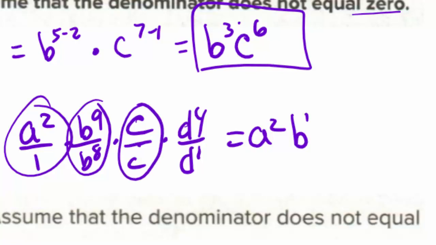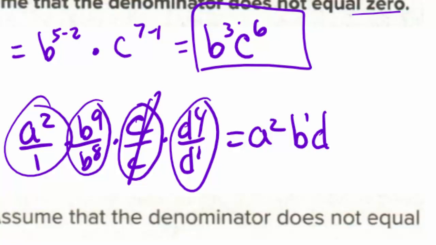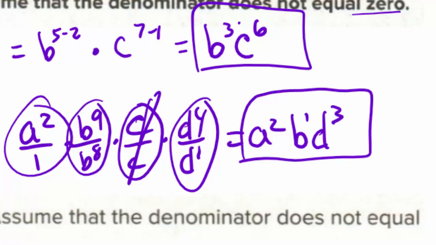The middle one here, c to the 1st over c to the 1st, is going to give me c to the 0. Well, a number divided by itself is 1, so this becomes a 1. That basically just drops out of the problem because I don't have to times by 1. And then this last calculation, d to the 4th over d to the 1st, leaves us with d to the 4 minus 1, which is 3. So our final simplified solution will look like this.